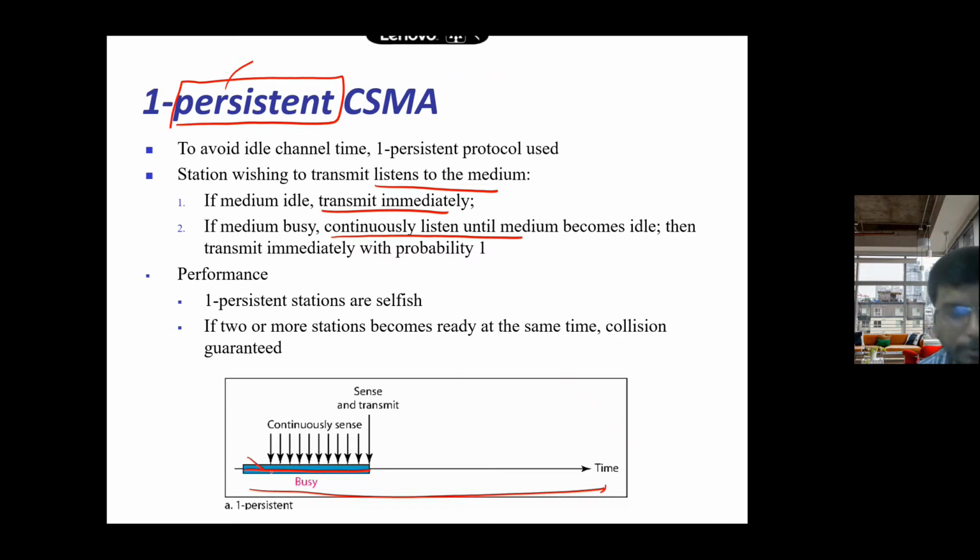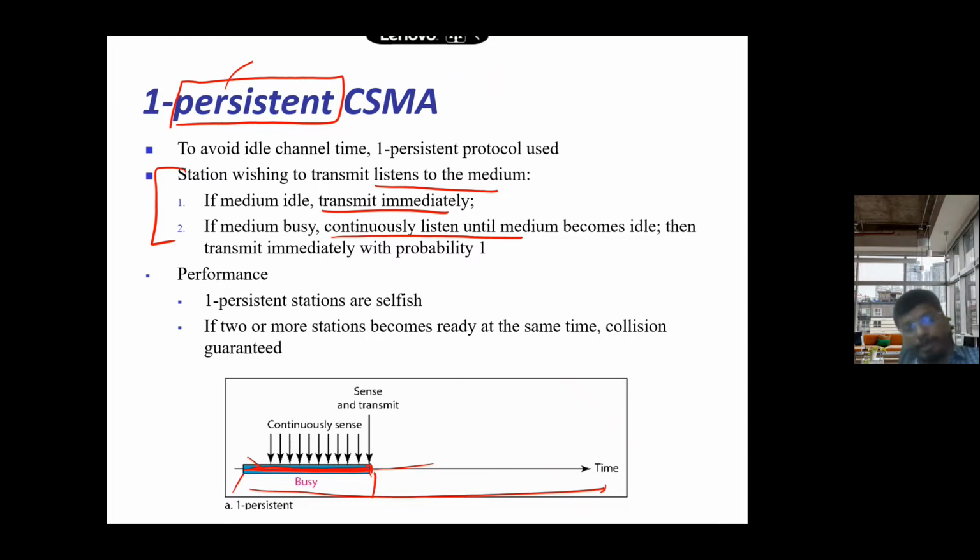Now here, the medium is busy, but the station which is sensing the medium has frames to transmit. So he wants to transmit immediately, right? But since the medium is busy, he's continuously, persistently sensing till the medium becomes idle. As soon as the medium becomes idle, he goes on to transmit immediately with the probability of 1. So that is what is called one persistent.